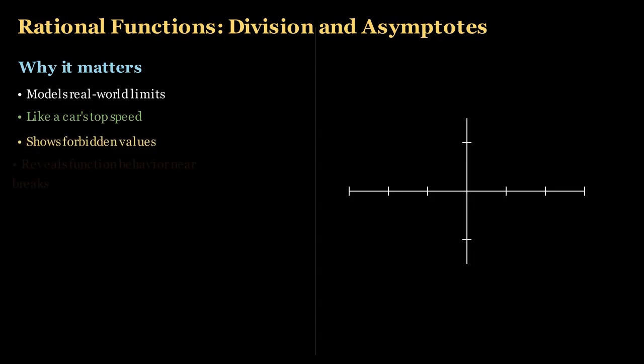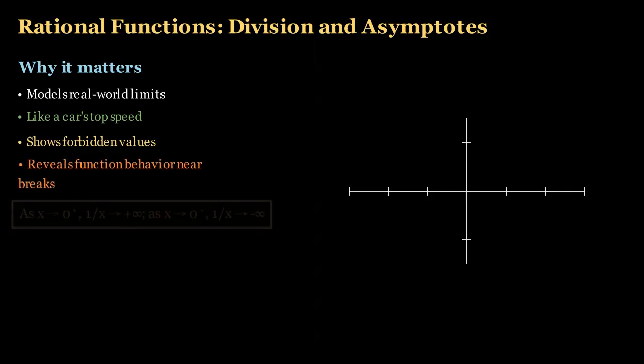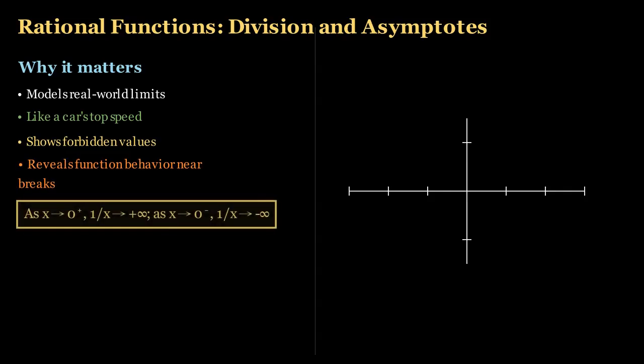The forbidden x value, where the denominator is 0, acts like an unbreakable wall. By studying how the function behaves right next to that wall, shooting up to infinity or down to negative infinity, we learn about extreme behavior, which is the heart of calculus. It's our first tool for understanding the infinite. So how does this work?